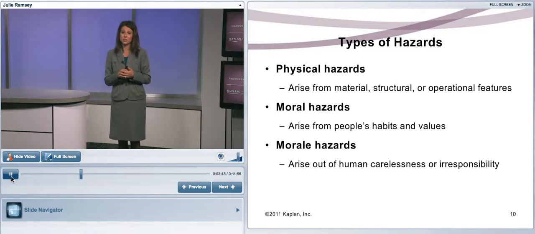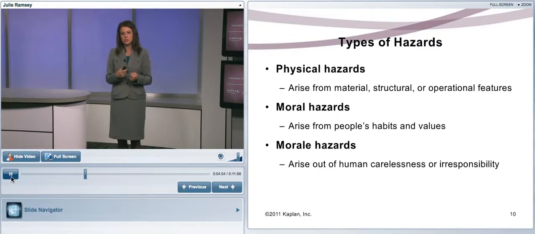The last hazard is a morale hazard. And when I think of that word morale, I think of an attitude or state of mind. Maybe at your place of employment, all of the employees have a great morale. Yeah, it's great. I love to work here. Or it could be, man, it stinks. I hate to work here.